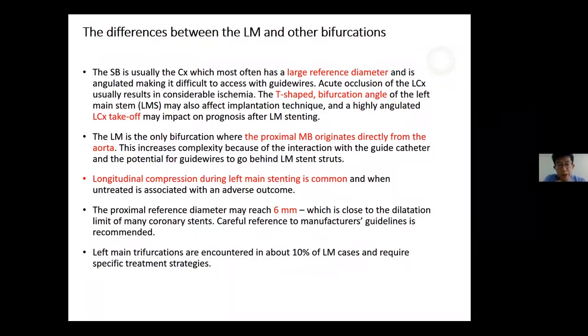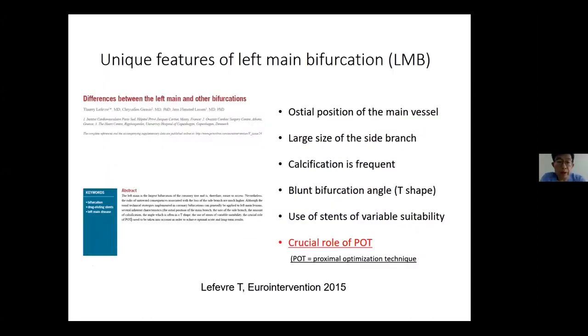of many coronary stents. Same slide, the unique features of left main bifurcation, from the paper in EuroIntervention 2015: ostial position of the main vessel, large size of the side branch, and calcification is frequent. Blunt bifurcation angle, this means T-shape, and a crucial role of POT. POT technique is very important in LMT lesion.